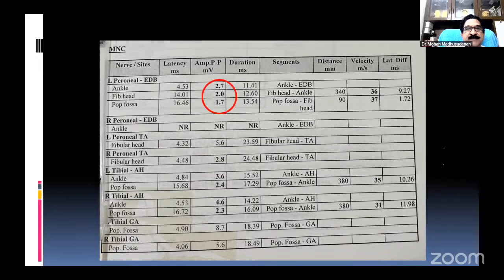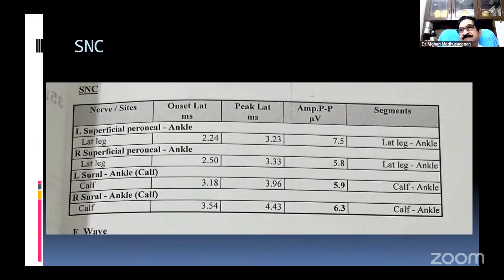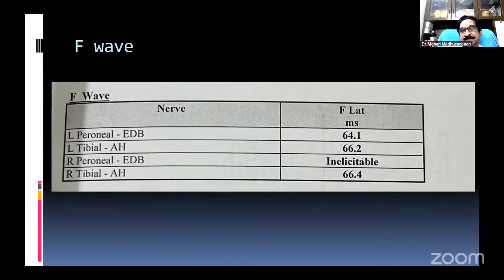Peroneal amplitude 2.7 on the left side. From the right side it is not elicitable. TA pickup is also decreased on the right side. Then tibial is decreased on both sides, more decreased on the left compared to the right. Then sensory potential is normal. F wave latency is prolonged on both peroneal and tibial.